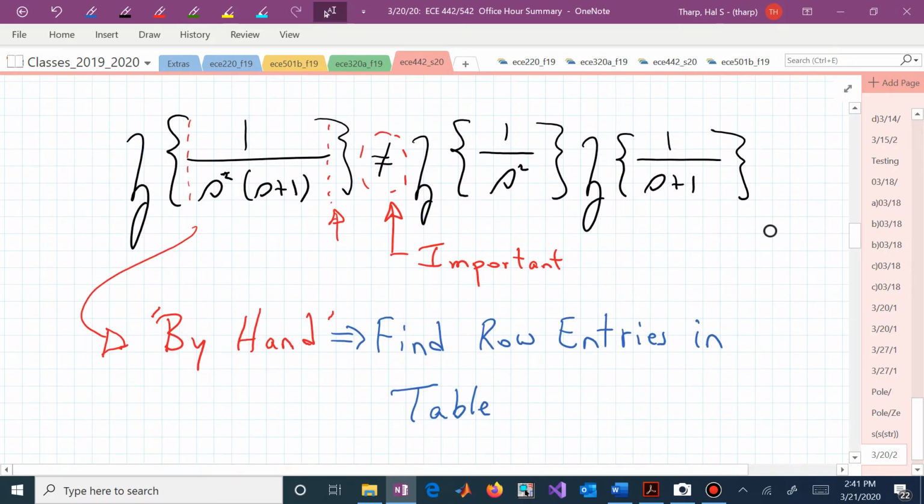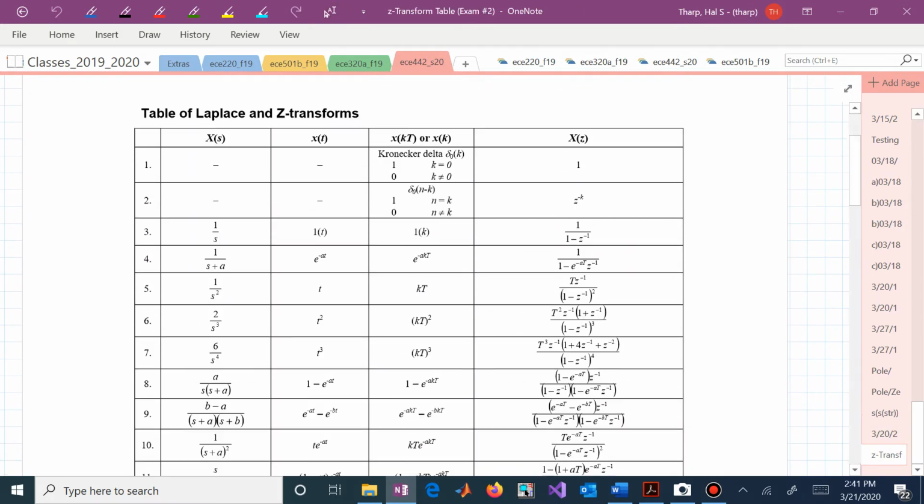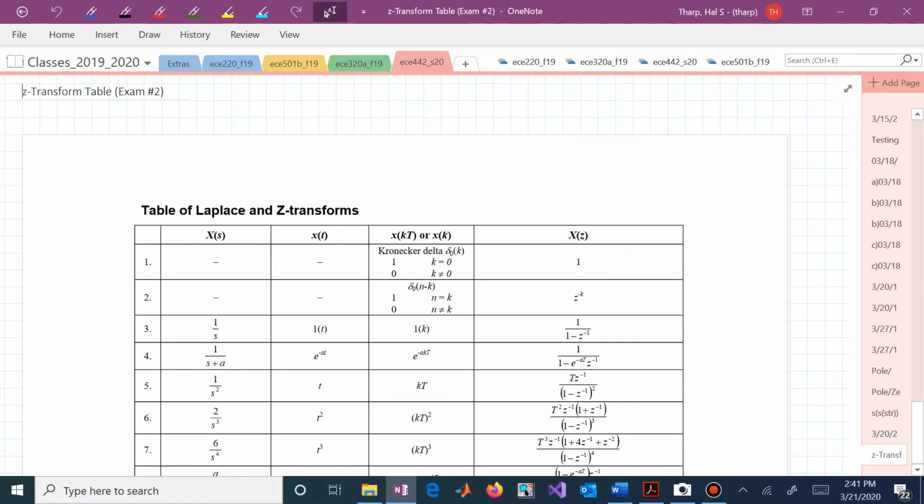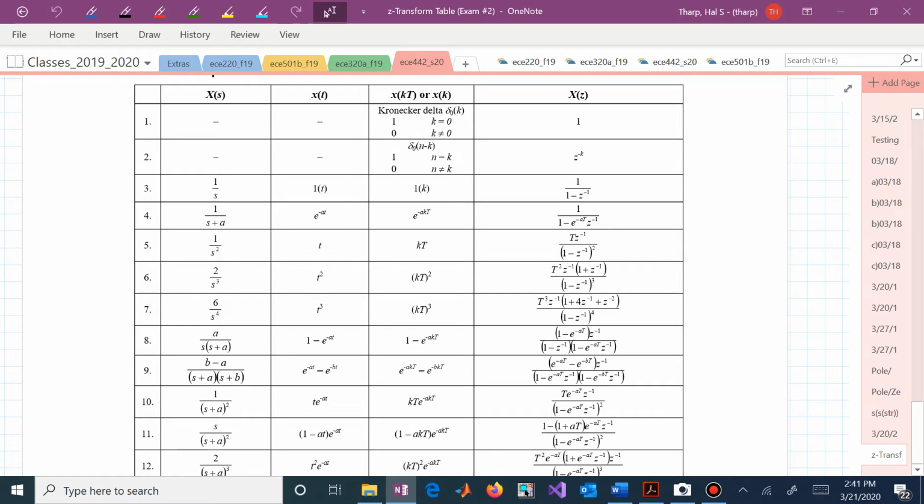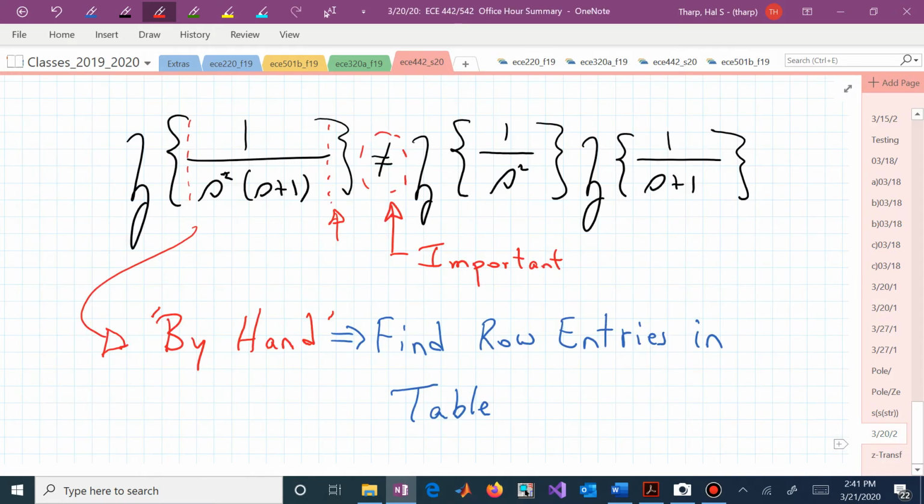And if you do it by hand, what I mean by that is I'm really wanting you to look in the table and find the entry or entries in the table that correspond to 1 over s squared times s plus 1. And the table that I'm referring to can be found in the exam 2 material module on D2L, and you're really trying to find, oh, inside the curly braces, do I have something that looks like that? Or do I have something that looks like that? Or do I have a linear combination of those? Let's now look at what we could do.